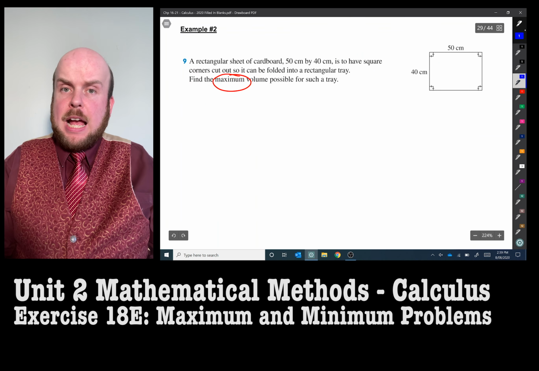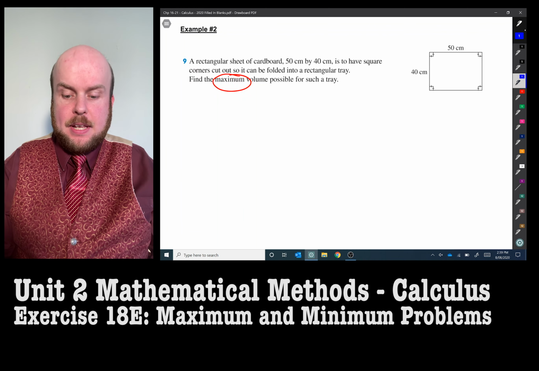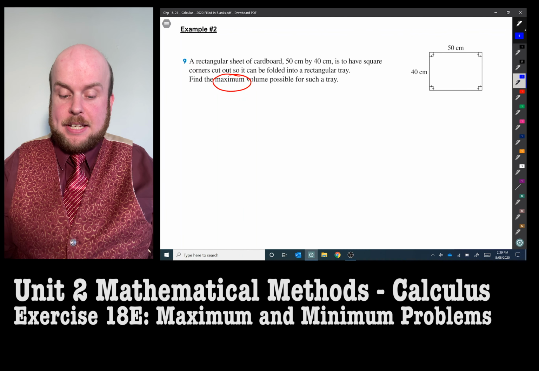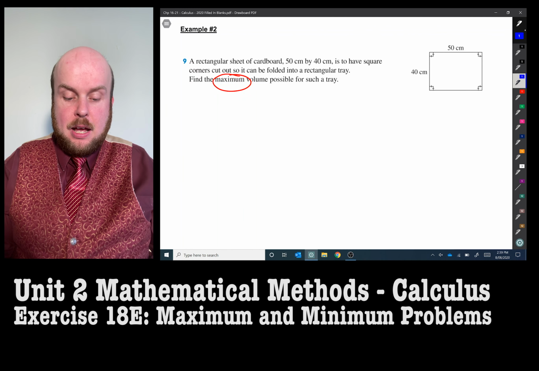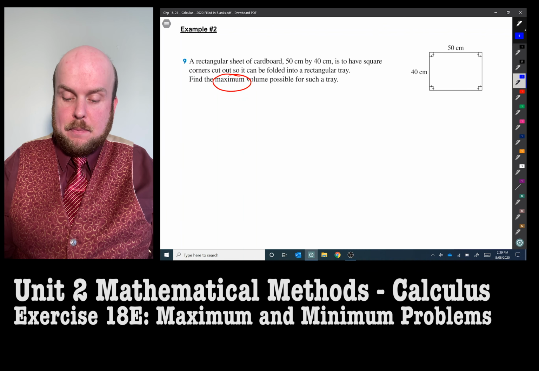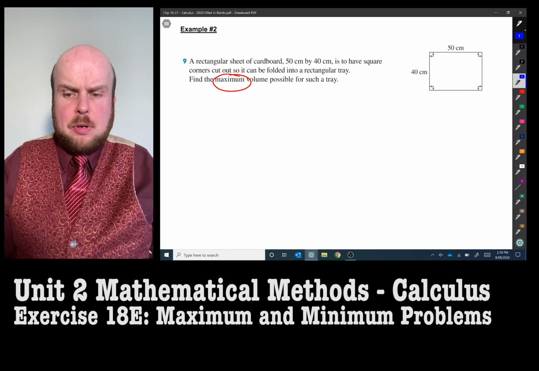Example 2. A rectangular sheet of cardboard, 50 centimeters by 40 centimeters, is to have square corners cut out so that it can be folded into a rectangular tray. Find the maximum volume possible for such a tray. So let's draw a little diagram.